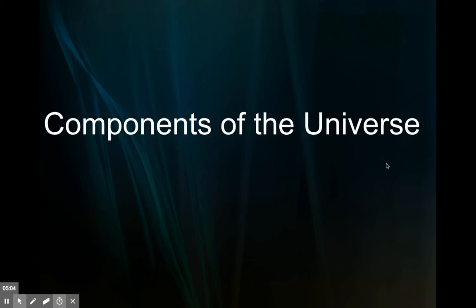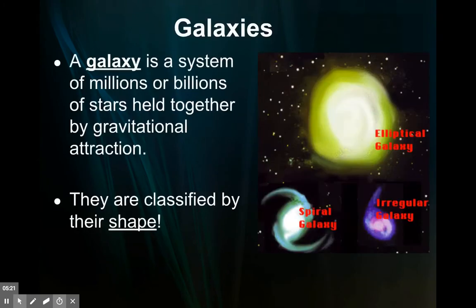All right, so components of the universe. A component is just something that comes together to make something bigger. All right. So you guys could be like the components of the school. Okay. The building blocks of something. Galaxies. This is our first component of the universe. So the galaxy is the biggest part of that. That's a component of the universe. It's the biggest part. A galaxy is a system of millions or billions of stars held together by gravitational attraction. All right, so a galaxy is inside of the universe. The universe is the biggest, then the galaxy. So we're working our way from largest to smallest.